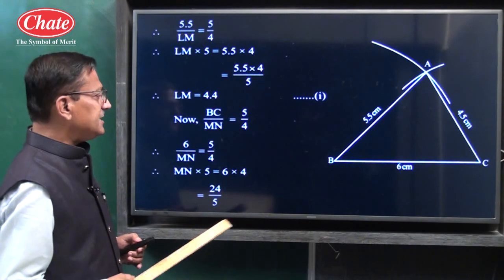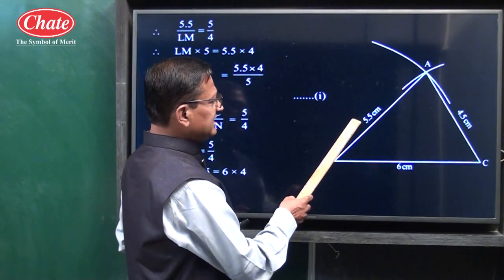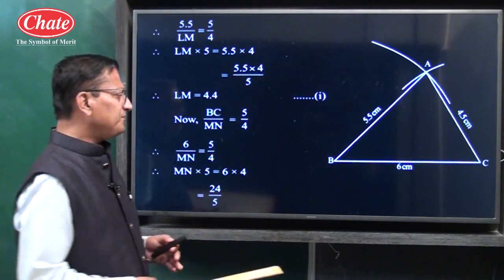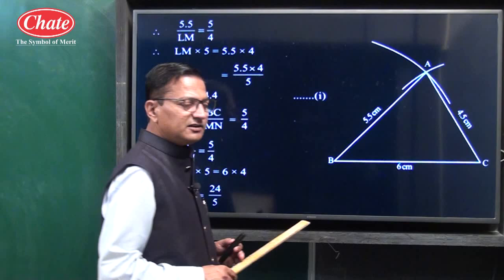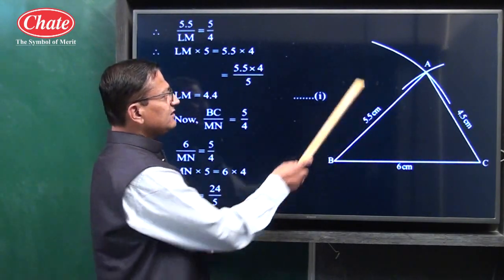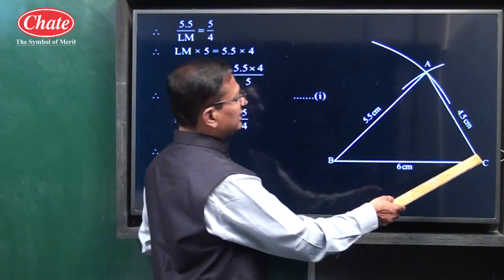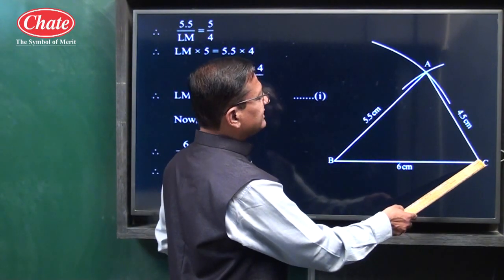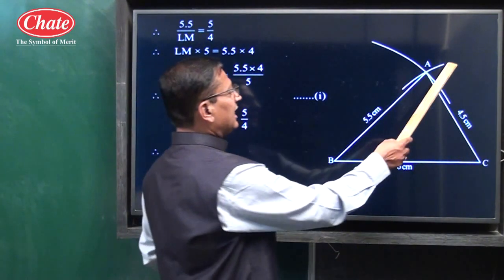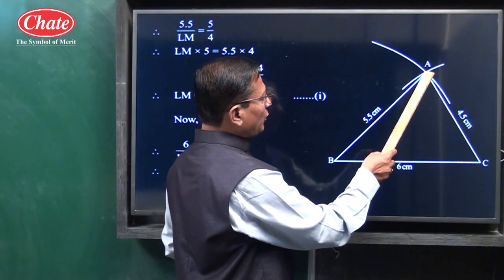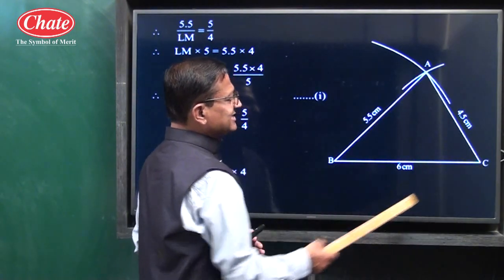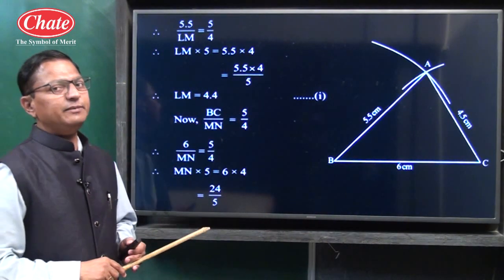For triangle ABC, BC, AC and AB are the given sides. So draw first BC is equal to 6 centimeter. Take distance 5.5 centimeter in compass. B is the center. Draw one arc. For another arc, take C as the center and take distance 4.5 centimeter in compass. Draw another arc. The intersecting point of these two arcs is A. Join AB and AC. We get triangle ABC.